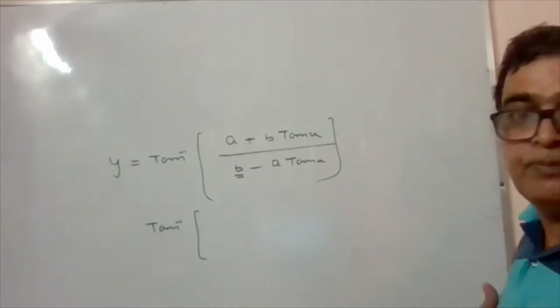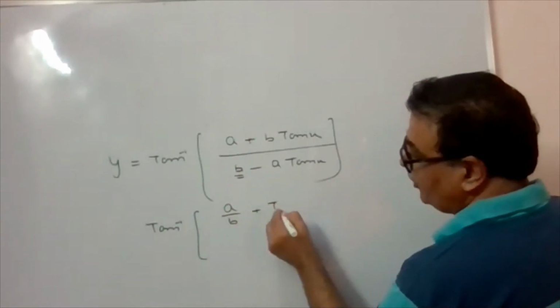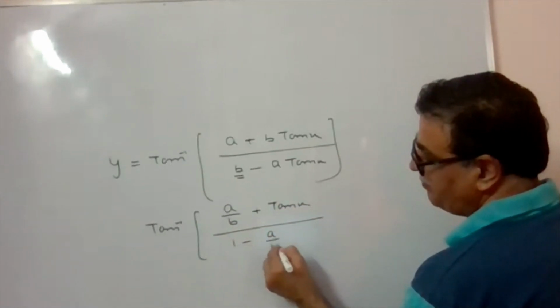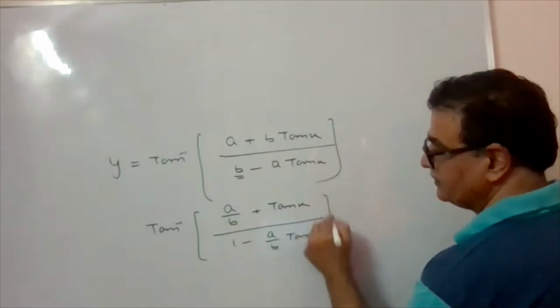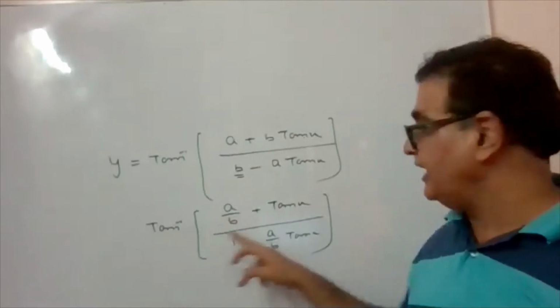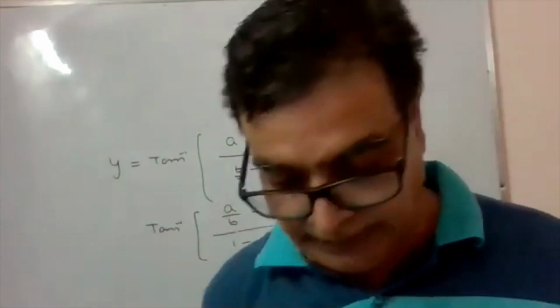Now we divide it by b. When you divide it by b, it will come a by b plus tan x divided by 1 minus a by b tan of x. And now you know this is tan inverse a by b plus tan inverse tan x. Interval is not given, so simply write down x and solve it.